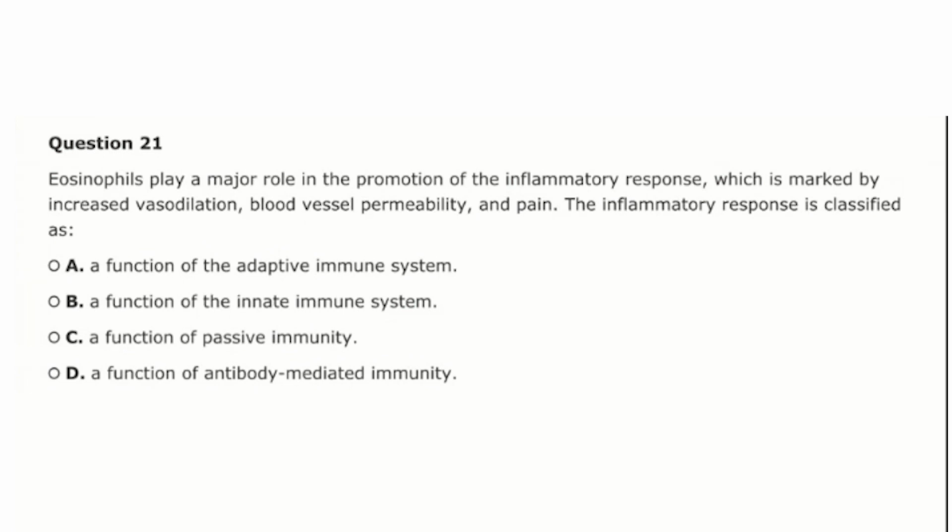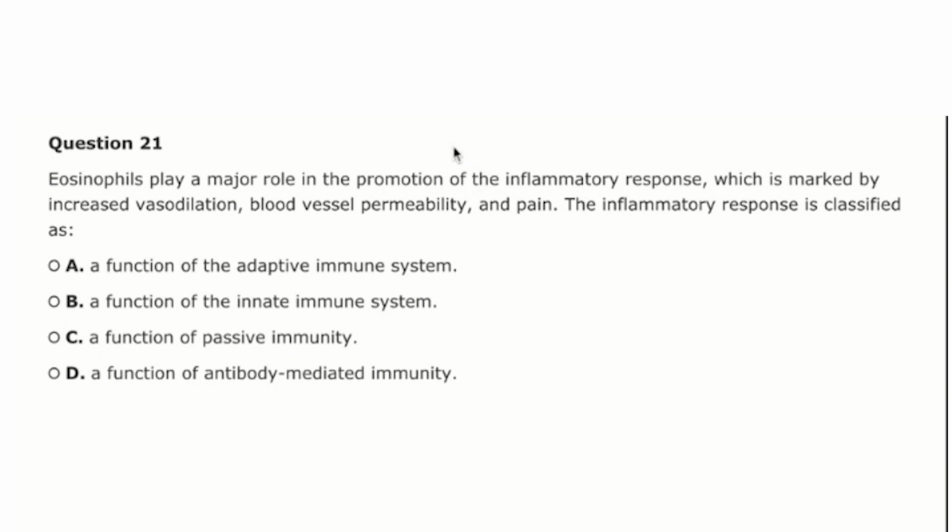21. All right. Eosinophils play a major role in the promotion of the inflammatory response, which is marked by increased vasodilation, blood vessel permeability, and pain. The inflammatory response is classified as A, a function of the adaptive immune system, B, a function of the innate immune system, C, a function of passive immunity, or D, a function of antibody-mediated immunity.